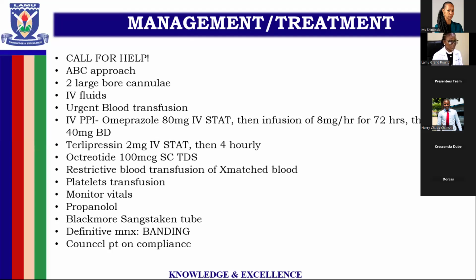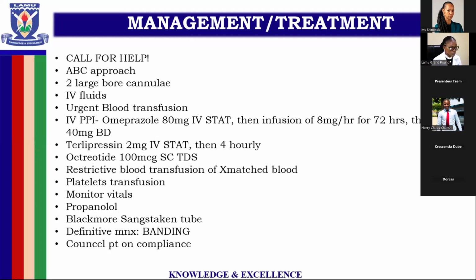Under circulation, we are going to monitor the patient's pulse, then quickly insert 2 large bore cannulae and run the patient on IV fluids so as to stabilize the hemodynamic status of this patient, as well as stabilize the BPs, which were already low. We are then going to urgently transfuse this patient while we await the cross-matched blood. Ideally, we are going to give O negative blood.